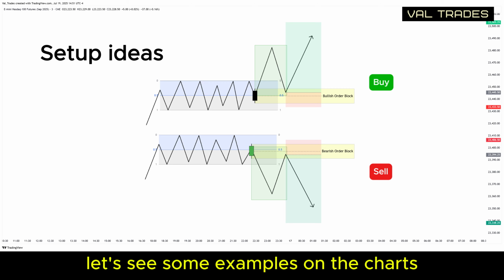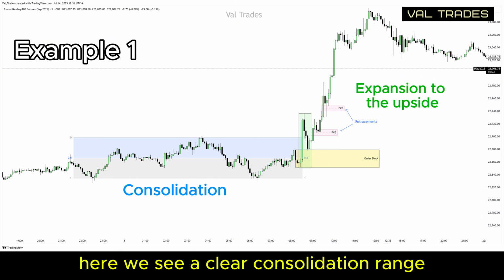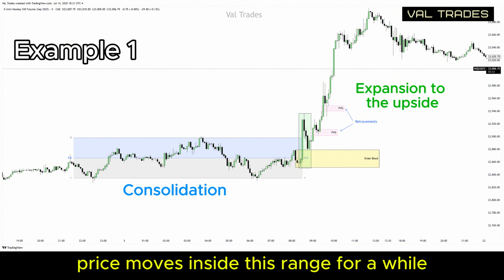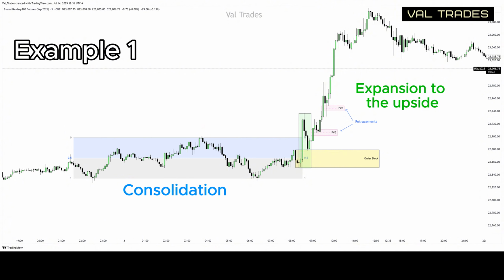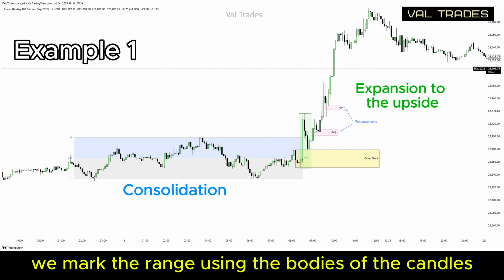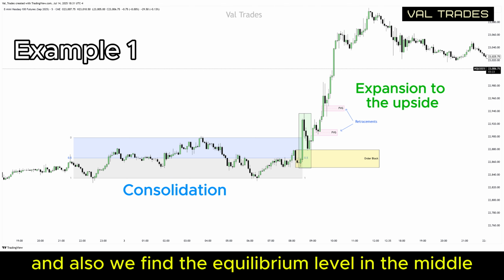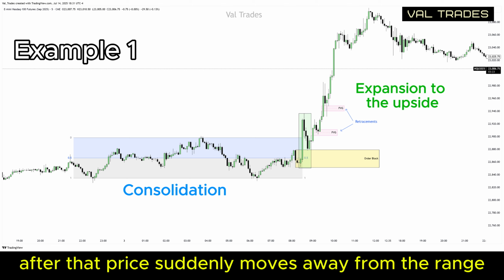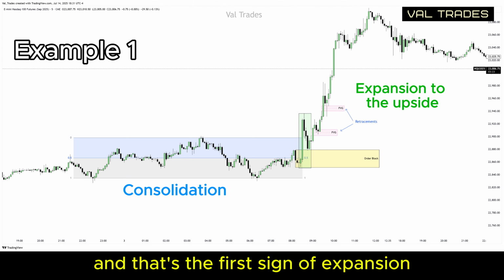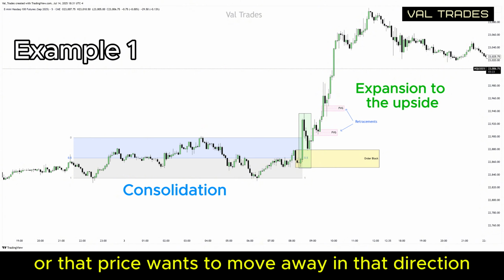Let's see some examples on the charts. Here we see a clear consolidation range. Price moves inside this range for a while. Remember that we mark the range using the bodies of the candles, not the wicks. And also we find the equilibrium level in the middle. After that, price suddenly moves away from the range, and that's the first sign of expansion, or that price wants to move away in that direction.